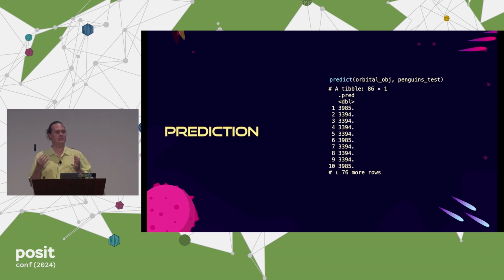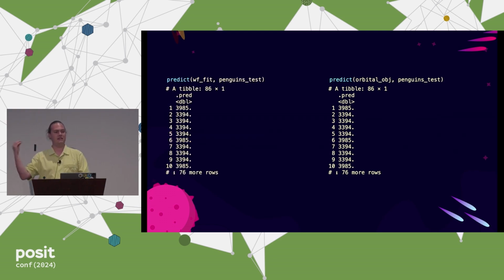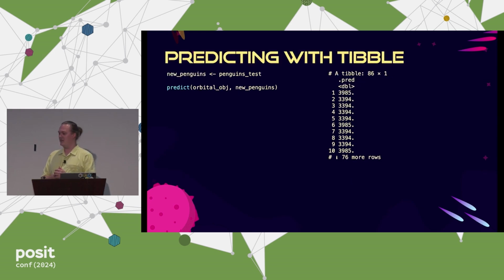And we predict just like we did before. So with the orbital object, we can use the predict function on it, and we see that the predictions are identical to the predictions that happened through the tidymodels object, down to some rounding in like the 12th, 15th decimal place. But I want to take this a step further. So then we know that it works with a plain tibble. We can predict with it and get it back.